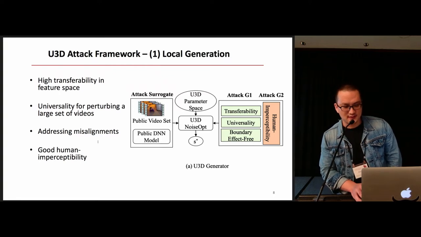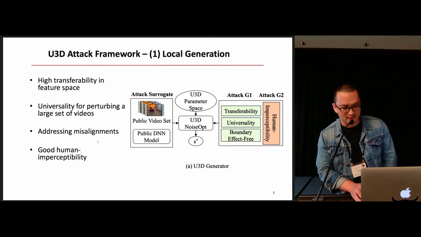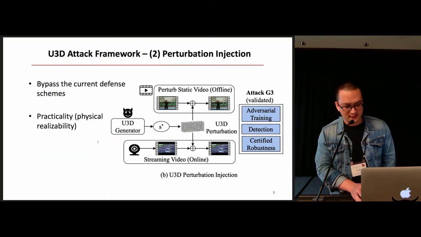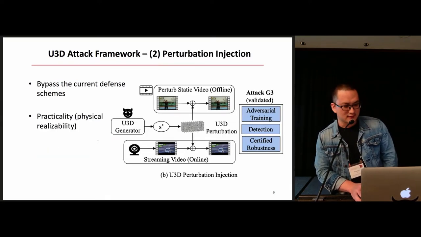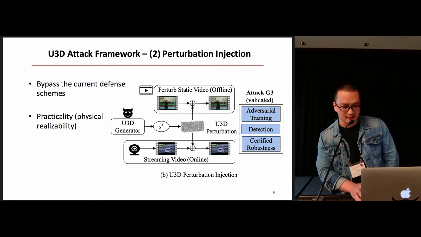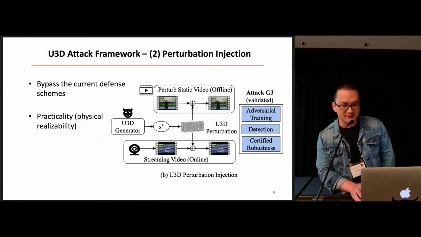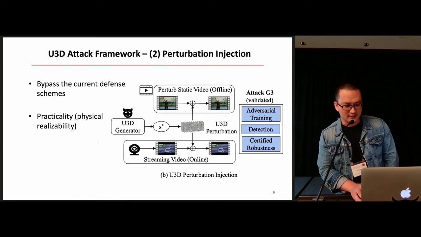After we set our goals, we will optimize our perturbation and then add it to the real attack. We also want our attack to bypass the current defense schemes, and we have empirically validated that our attack can mitigate the current mainstream schemes like adversarial training, detection, and state robustness. And we also want our attack to be practical, by implementing a real attack prototype.